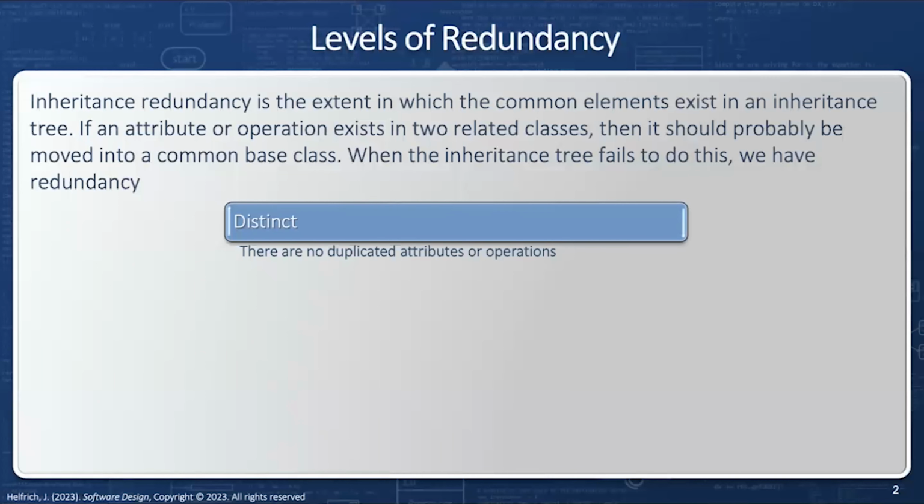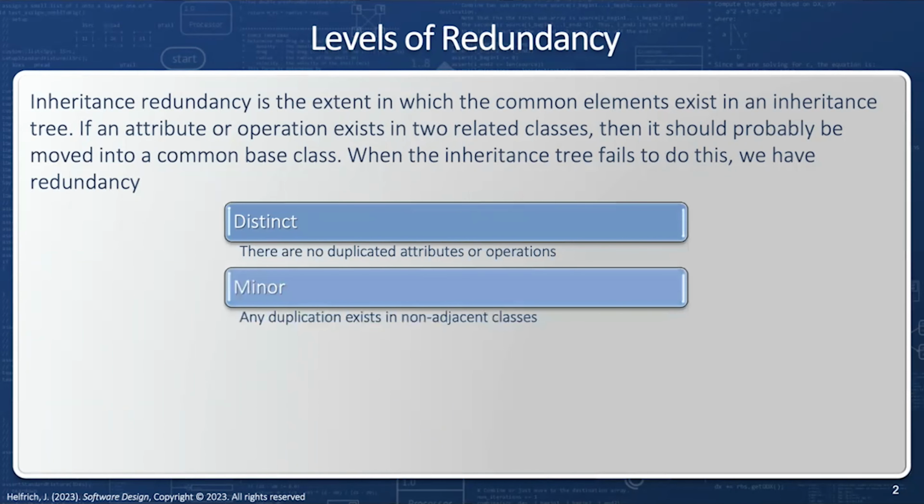So it turns out we have several levels of this redundancy. Distinct is what we're looking for. There are no duplicate attributes or operations. Obviously, this is the Holy Grail. Minor, any duplication exists in non-adjacent classes. In other words, there might be a redundant operation or a redundant attribute, but they're not sibling classes. They're far apart in the inheritance tree. Sometimes this is acceptable and even desirable because the amount of work required to remove the redundancy would be greater than the benefit received from it.